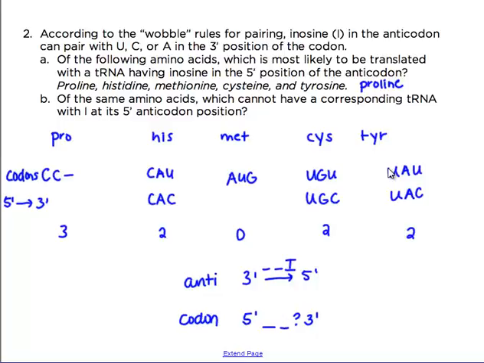Now for Part B, it says of the same amino acids which cannot have a corresponding tRNA with I at its 5' anticodon position. Now here we already said it was methionine. And that's because the 3' position of its codon is a G, and G is the only base that cannot bind with this inosine in the anticodon. So methionine is the answer for Part B.